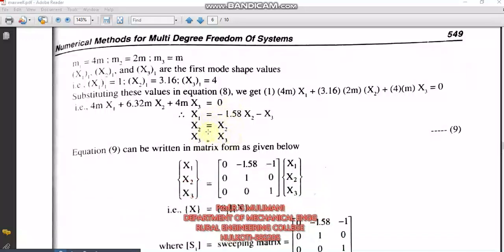Okay, let us write these three equations in this form: x1, x2, x3. Okay, it is in terms of displacements: x1, x2, x3. As in this equation there is no x1, so it is 0. The coefficient of x2 is minus 1.58, and the coefficient of x3 is minus 1. In the second equation there is no x1 and x3, so the x1 coefficient and x3 coefficient are 0, and the x2 coefficient is 1. In the third equation, x3 is equal to x3, so the x1 coefficient and x2 coefficient are 0, and the x3 coefficient is 1.